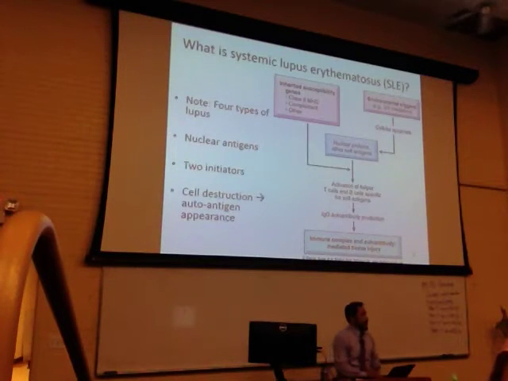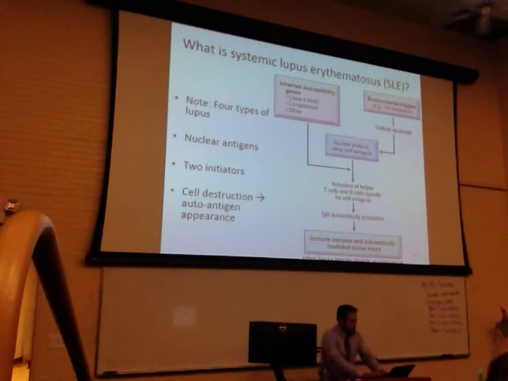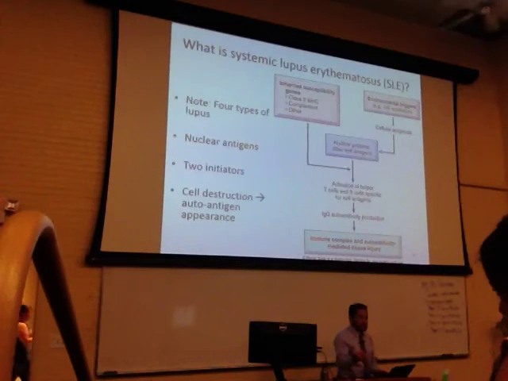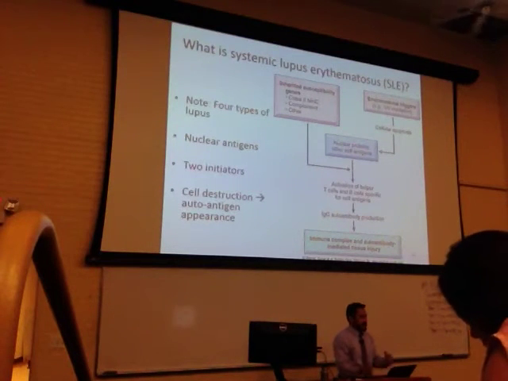So systemic lupus erythematosus. There's really a handful of different types of lupus. Four main ones. The systemic one that we're talking about. There's a skin-only, known as cutaneous. There's a drug-induced lupus, and there's even one known as fetal lupus.